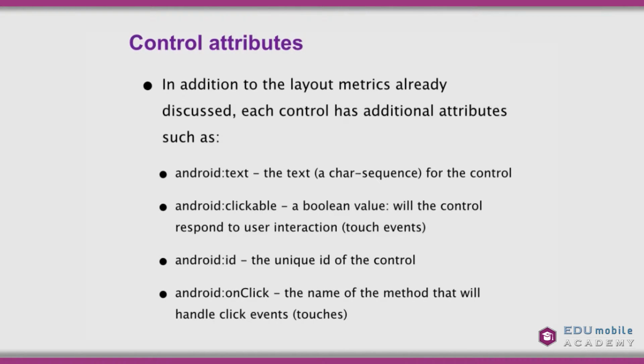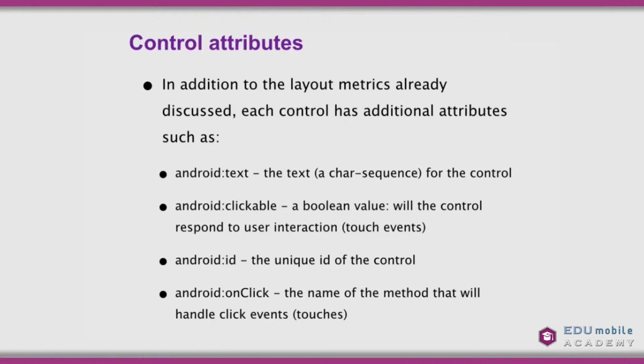So all controls have attributes. We've seen these attributes in the layout XML file, and in addition to the layout metrics where we have, for example, match parent or wrap content for laying out the horizontal and vertical sizing of the control, we also have some important other attributes that have to do with controls' ability to function as controls. And some of these are, for example, Android text. The text, which is really a char sequence, it's an array of character types for the control.